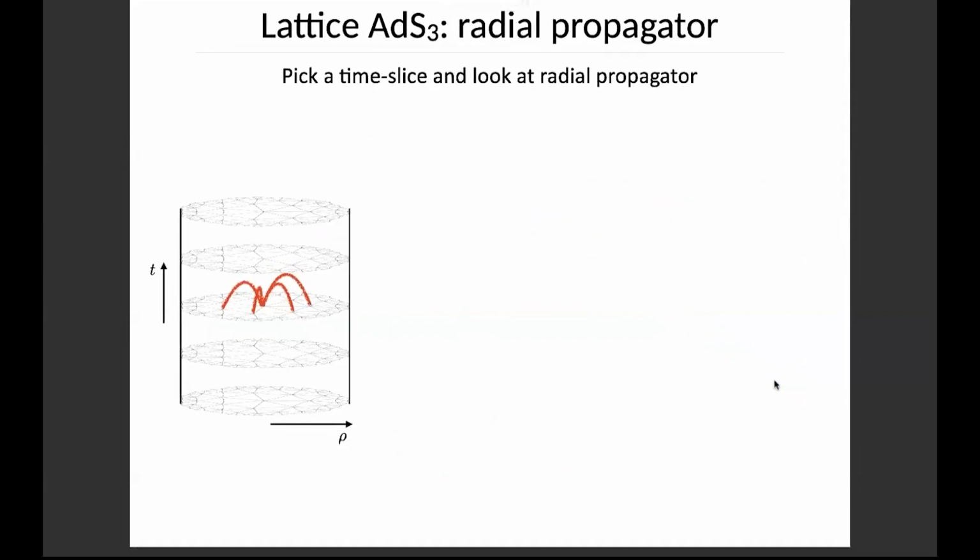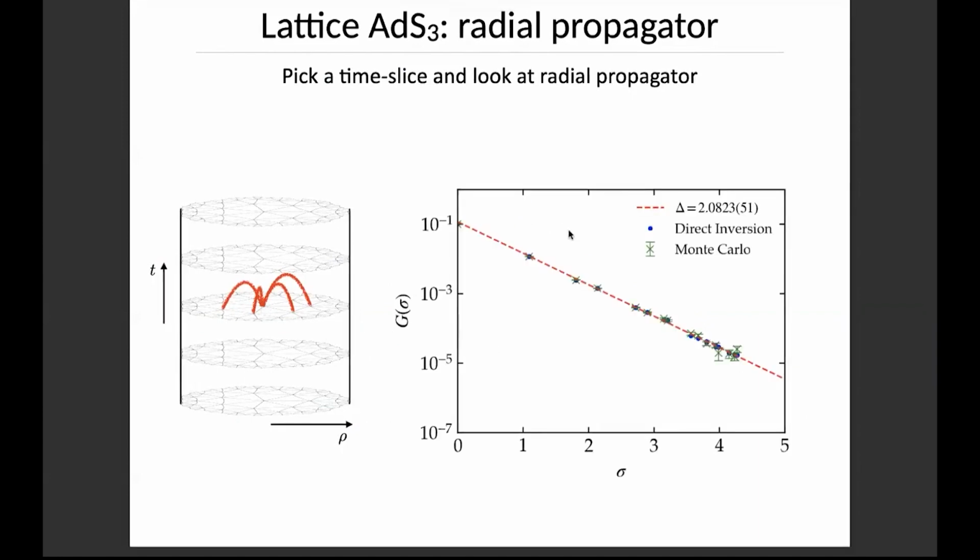Good. Okay, so one more. You could also do a radial propagator. This is also another non-trivial check. I don't want to get into the details, but you could pick a time slice and look at the radial propagator. So just take this point in the center and look at all the other points out here. When you do a direct inversion of this, you get delta is 2.08.